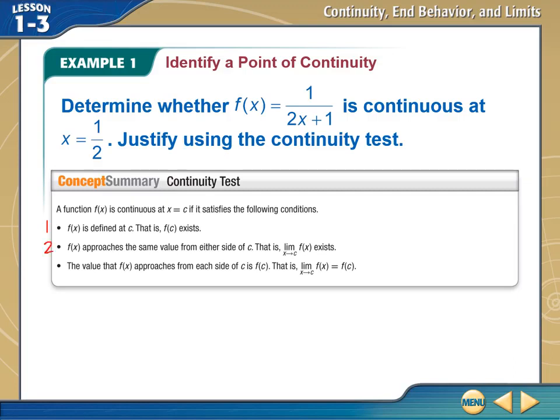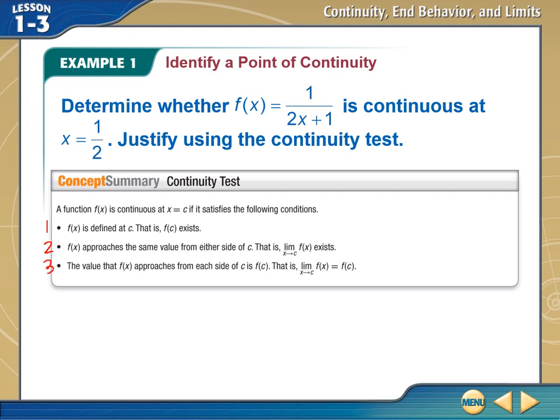Number 2, I will ask myself, f of x approaches the same value from either side of c. So from numbers that are less than a half and numbers that are more than a half, because c is a half in this question. Is the left side and the right side trying to approach the same number? If they do approach the same number, then I would say the limit as x approaches c of f of x exists. And we will see together with numbers.